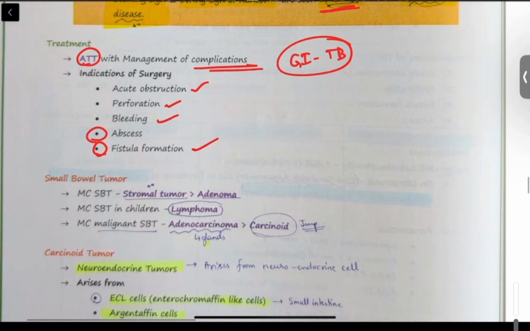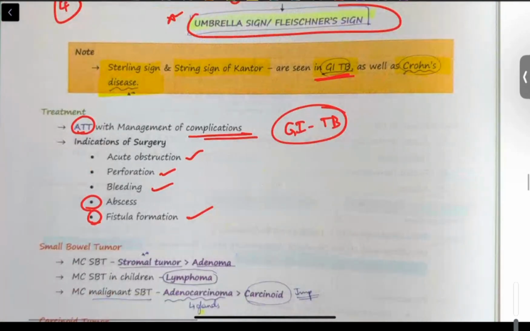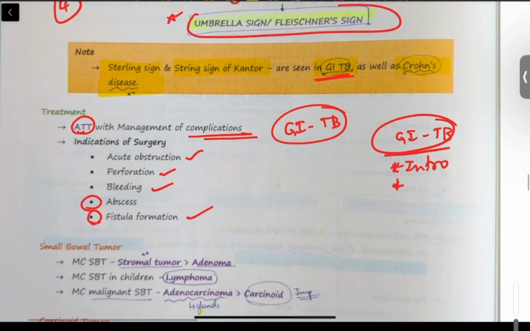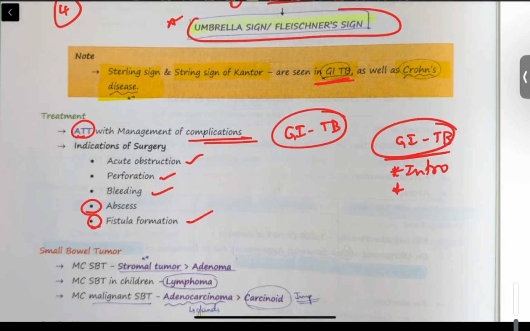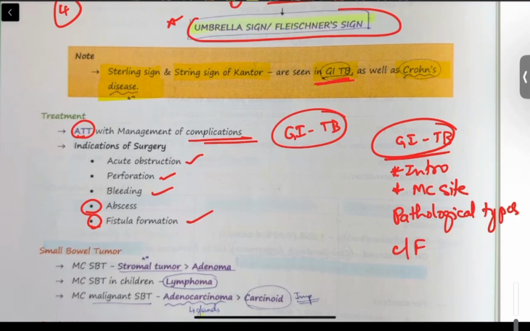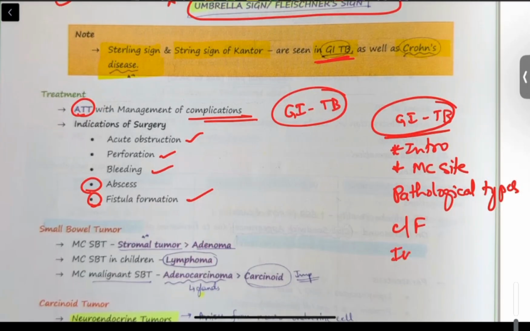Okay, so this was about GI tuberculosis. We have discussed introduction. After that, most common site and pathological types. Then clinical feature, and then investigations, then management, basically treatment and management of complications.